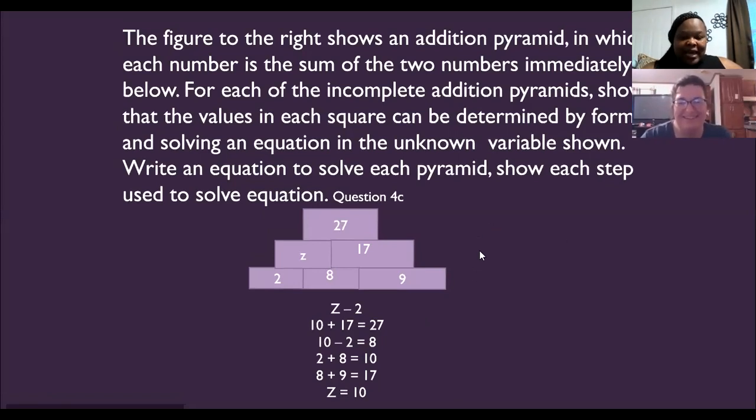Okay, so what we have here is z minus 2 to solve this. Then you have 10 plus 17, which gives you 27. 10 minus 2 equals 8. 8 plus 2 gives you 10, which will be here. 8 plus 9 gives you 17, and z will equal 10. So 10 will go right here in our box.